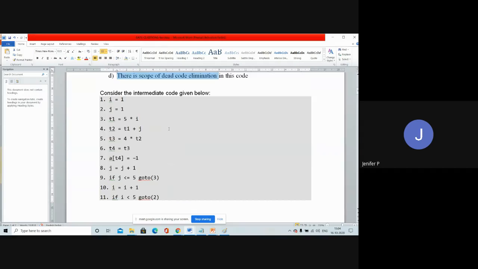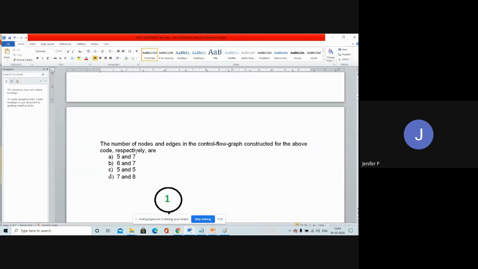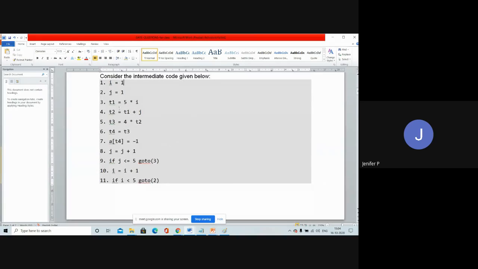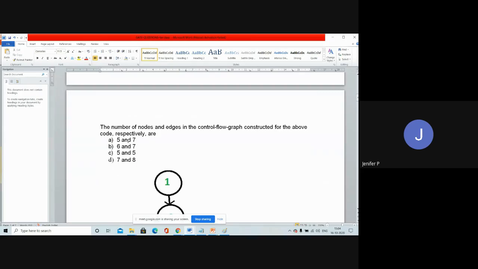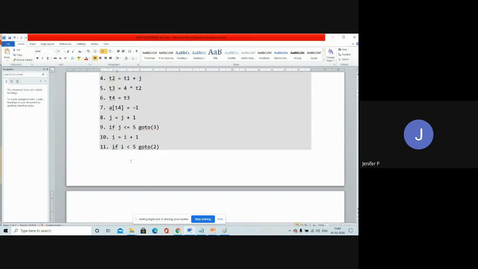So let us move on to the next one. That is, consider the intermediate code given below. So this is the intermediate code they have given. The number of nodes and edges in the control flow graph. Okay, so for this code, what you are asked is you have to construct the control flow graph. Then from the graph, you have to determine how many nodes and edges there are. So for that, you have to know how to construct it.